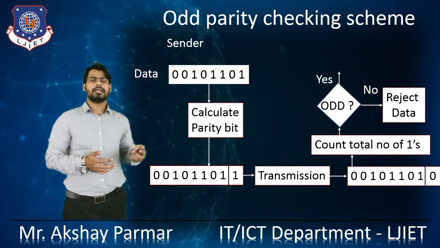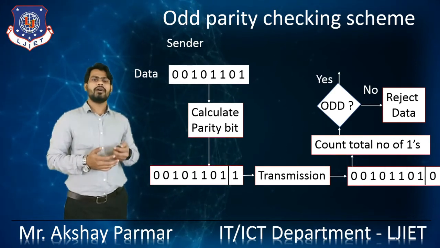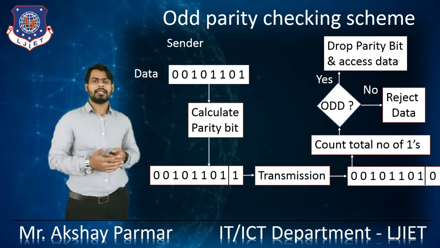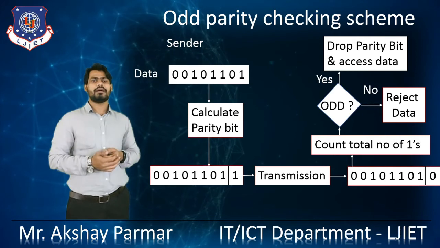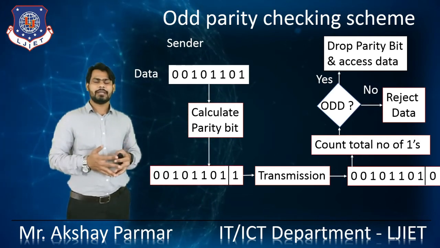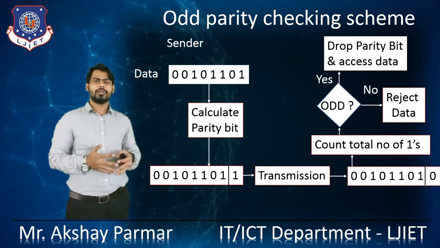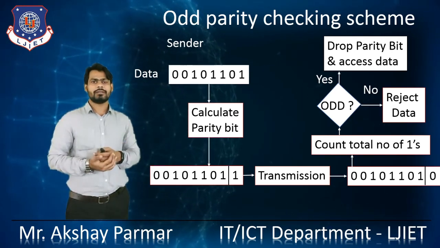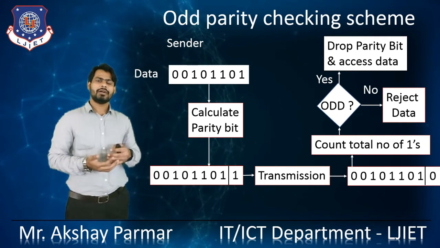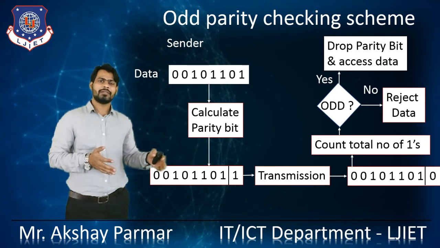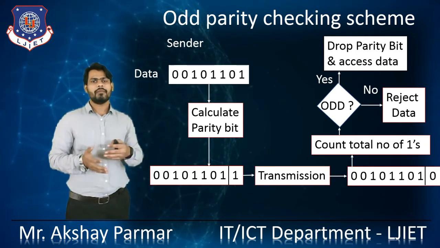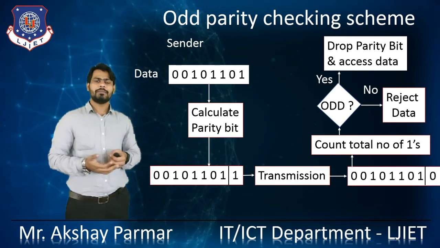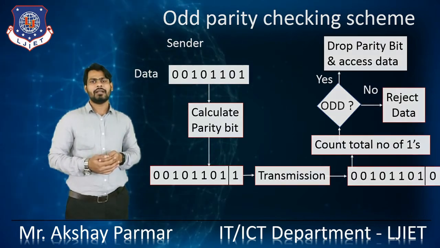But if the data has an odd number of ones, then we can discard the parity bit and access the data. In our example, one bit was changed from 1 to 0 during the transmission due to noise, so the total count of ones in the data plus parity sequence changed from odd to even, that is 4 in our case. So we can simply reject the data.